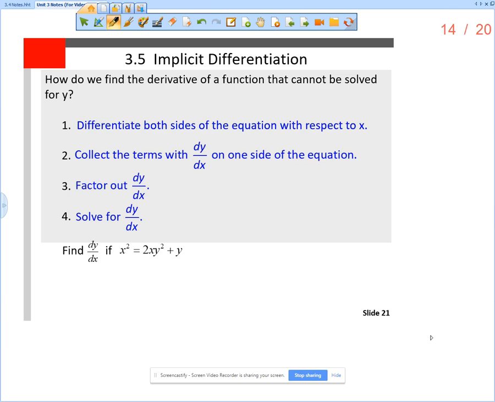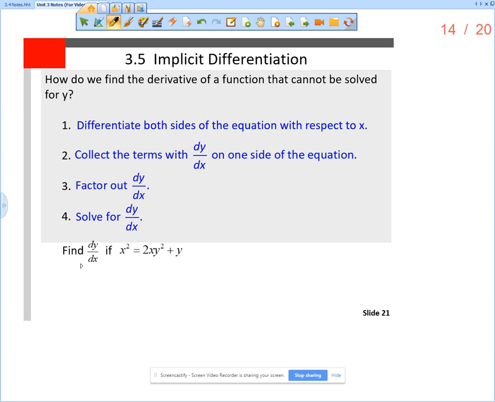All right, so in section 3.5, we are talking about something called implicit differentiation. Implicit differentiation is used when an equation is not solved explicitly for y. It is actually defined implicitly, meaning the value of y is not given explicitly. It is an implied value of y.